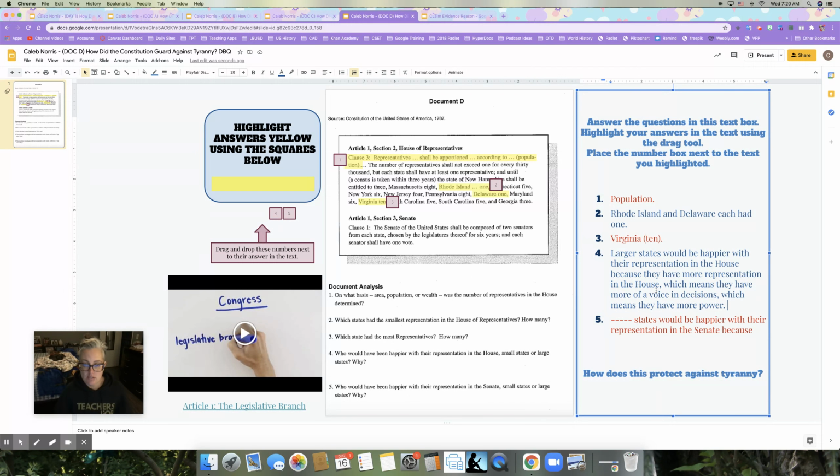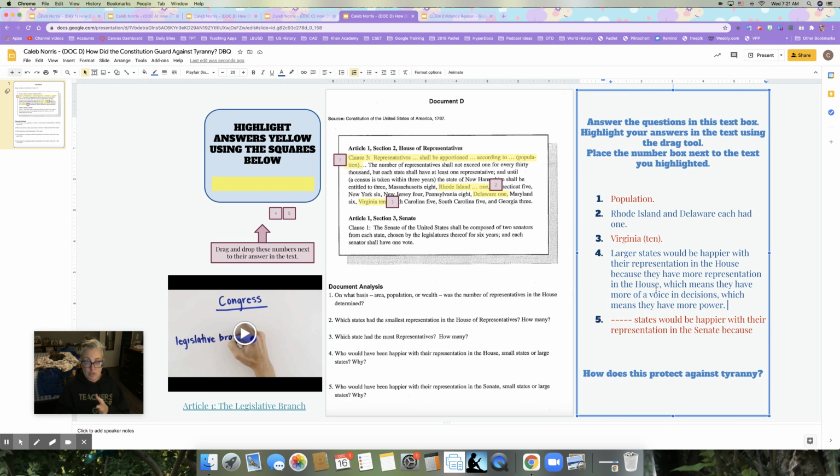Okay, so let's look at number 5 then. Obviously, you can go by deduction. If the larger states are going to like the House because they have more people, more power, then the smaller states are going to like the Senate, likely because they have the same number of representatives.